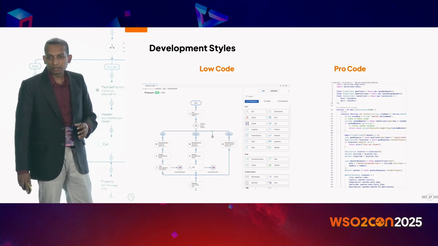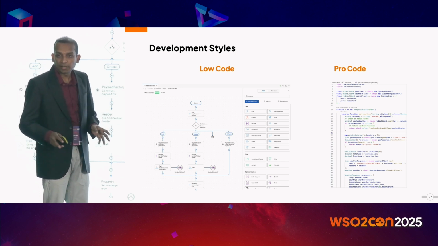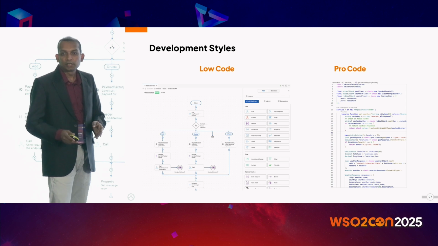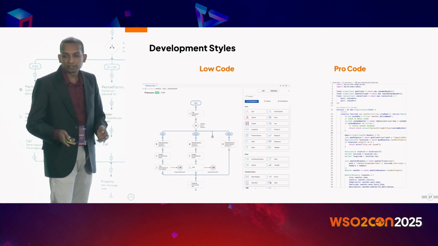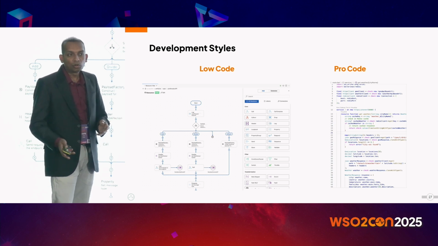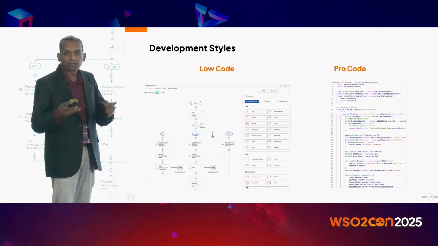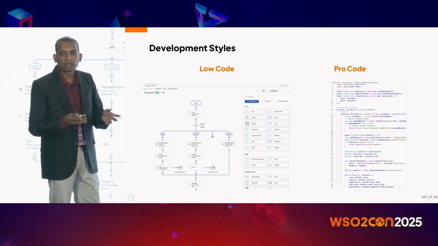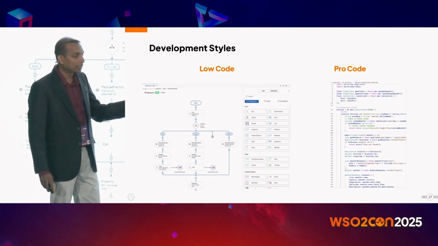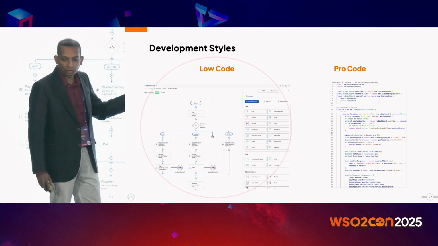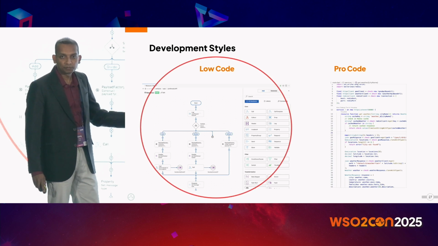And the next one is pro code. Pro code is about developing your entire integration using code. It can be in a general purpose language like Java, or in a language designed specifically for integration, such as Ballerina. For this particular project, I am going to use the low-code approach.